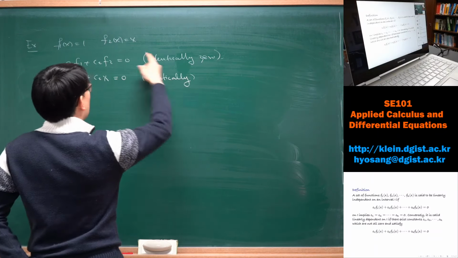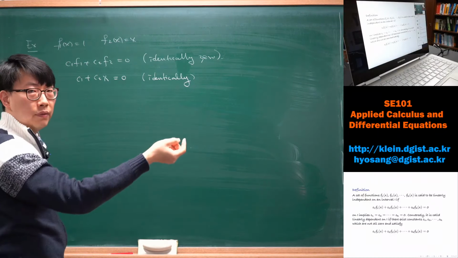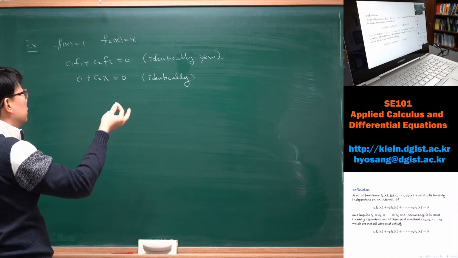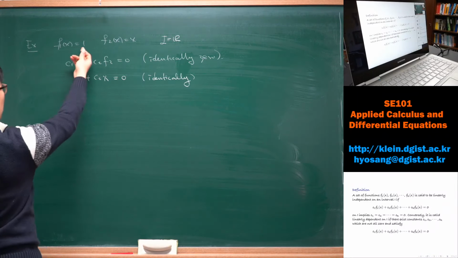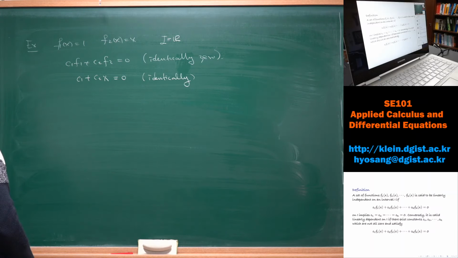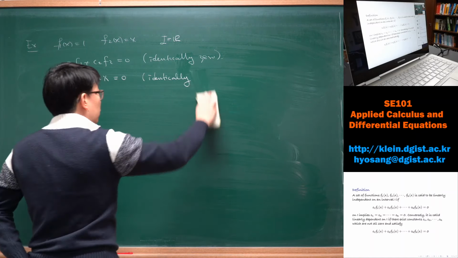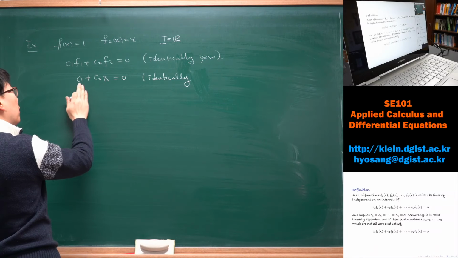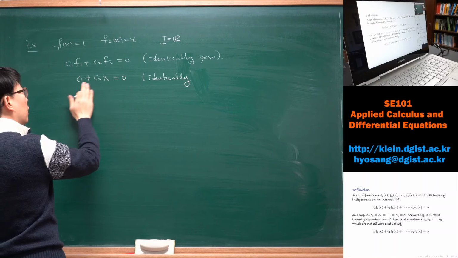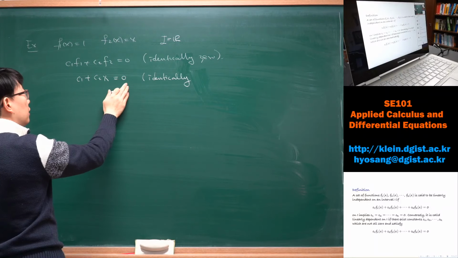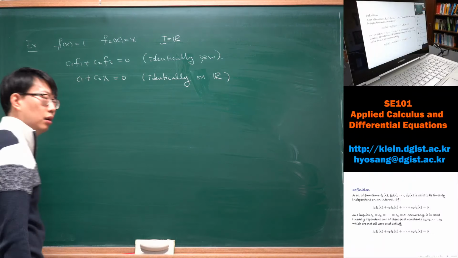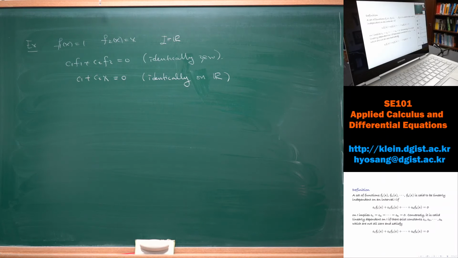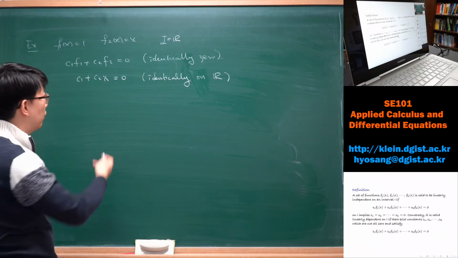I'm claiming that if I want to take constants c1 and c2 such that this sum becomes an identically 0 function, then plugging in this formula, we have c1 plus c2x equals 0, identically. When I define a function, I always have to define our interval. So let's say my interval is the entire real line, because 1 and x are defined on the entire real line. What I'm asking is whether c1 plus c2x is identically a zero function on R. Can I find any non-zero values c1, c2 such that this equation is true for every x in R?